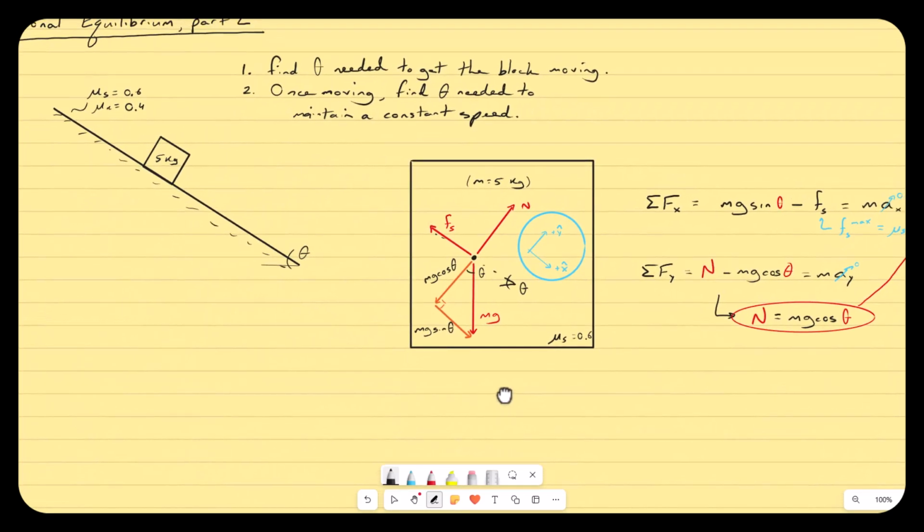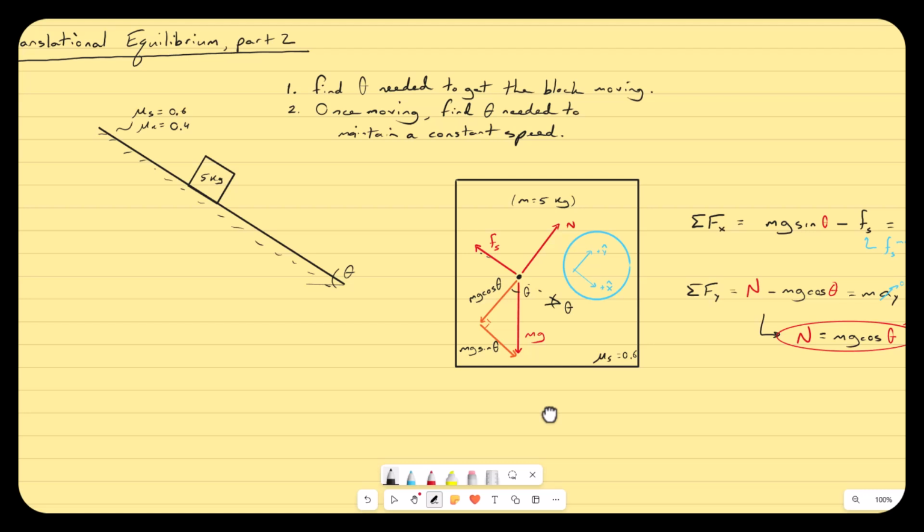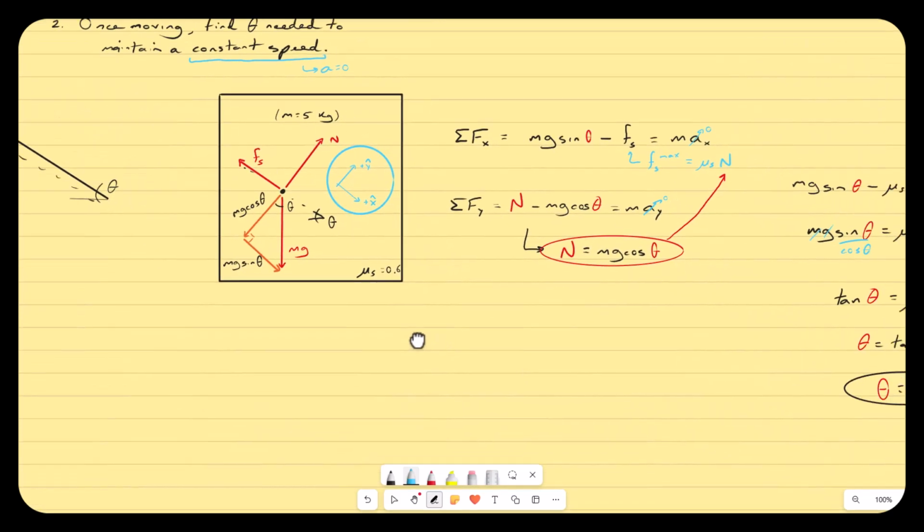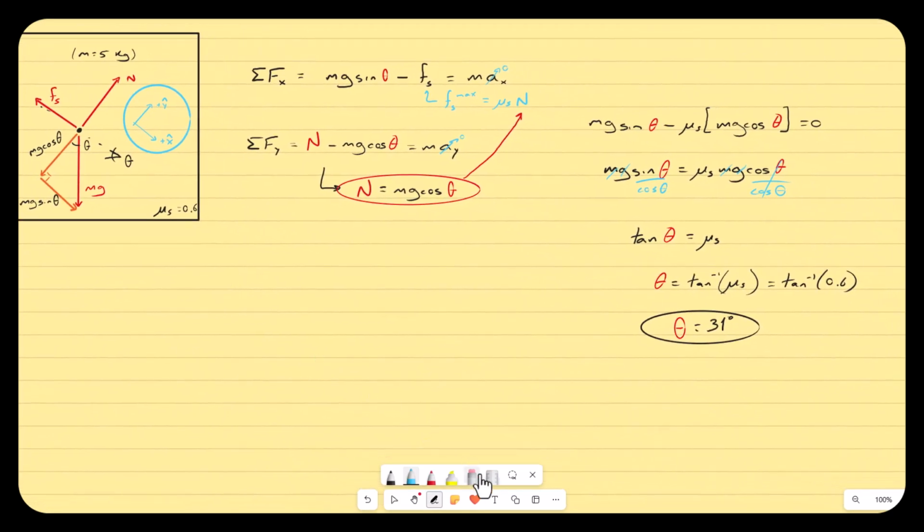Second part of my question, once I'm moving, I want to find the angle needed to maintain a constant speed. There's a hint that this is in a video called Translational Equilibrium, Part 2. It is an equilibrium situation. If I'm going at a constant speed, what that tells me is that my acceleration is 0. So I'm going to redo this problem for once I'm moving.